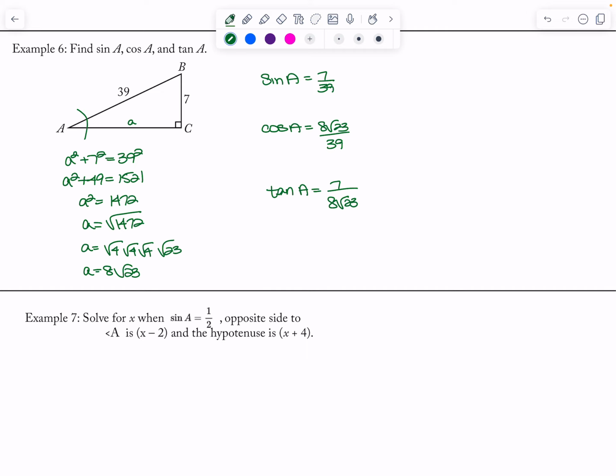And what you're going to want to do is rationalize the denominator. When you rationalize the denominator, you're multiplying by the same square root. So square root of 23 over square root of 23. We don't multiply by the 8. We only multiply by the root. So I get 7 root 23 over 8 times 23, which is 184. So 7 root 23 over 184. And that is all 3 of my answers.